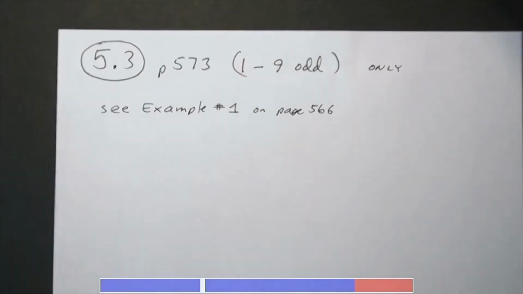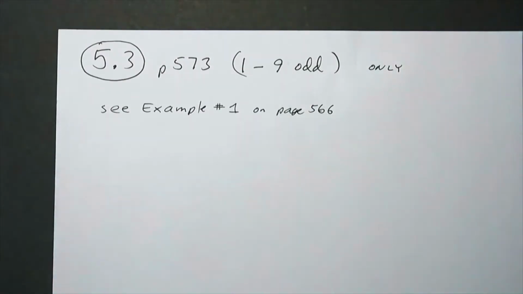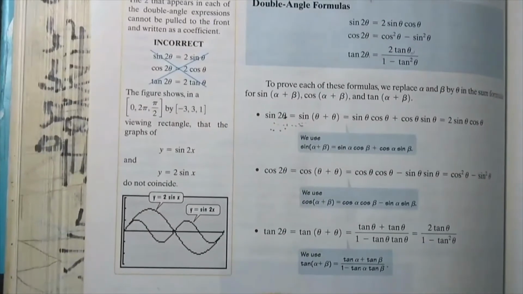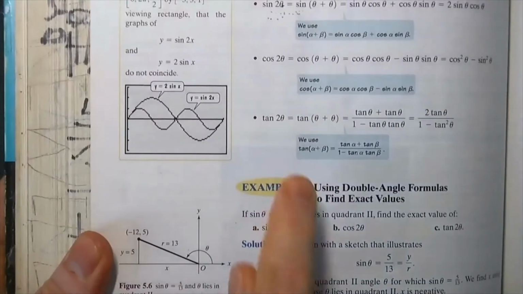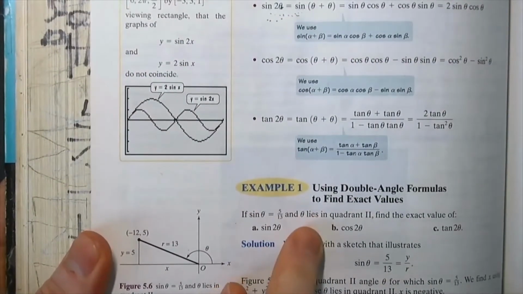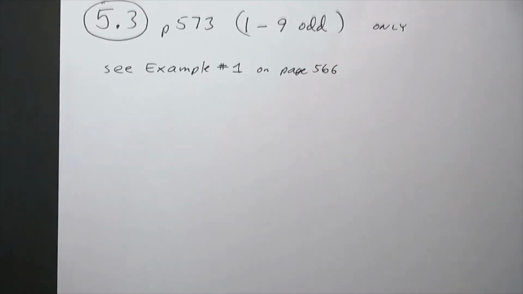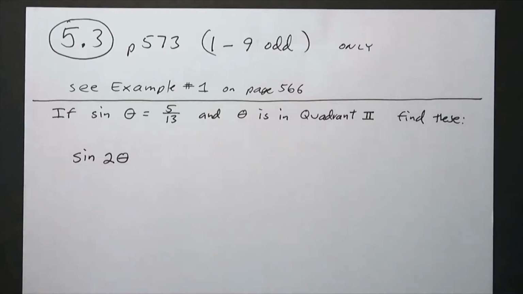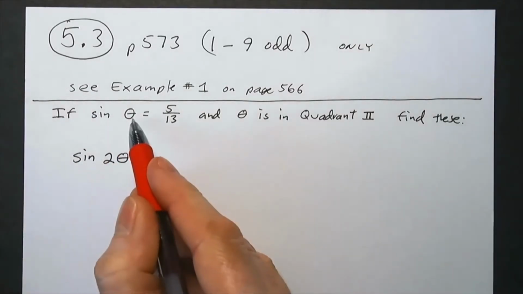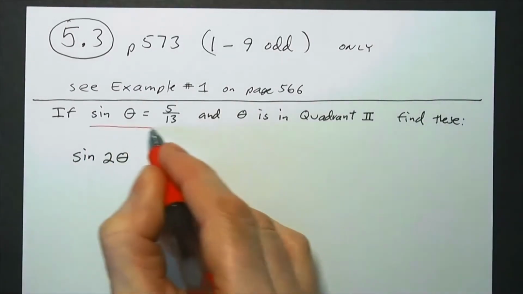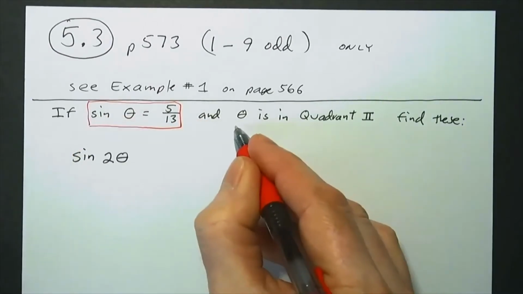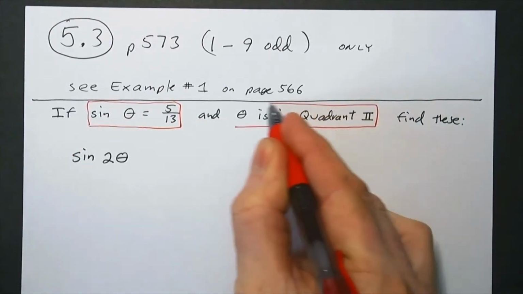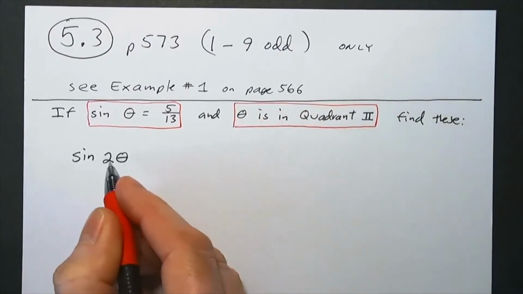Okay, so here's what's going on. We're going to mostly look at this example 1 in the book. This is example 1. Okay, so this is the one we're going to try. They're going to give me a piece of information like sine of theta is 5/13. So they give me a clue, and they say theta is in quadrant 2. This is very important to know what quadrant it is. And they're going to ask you to find something like sine of 2 theta.